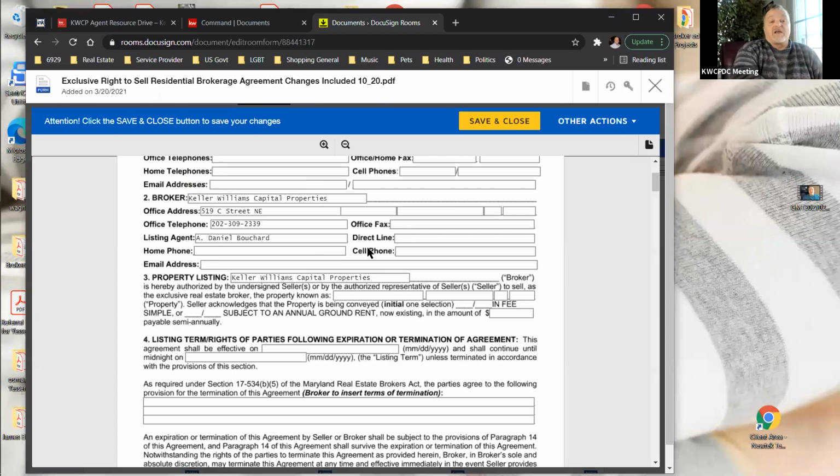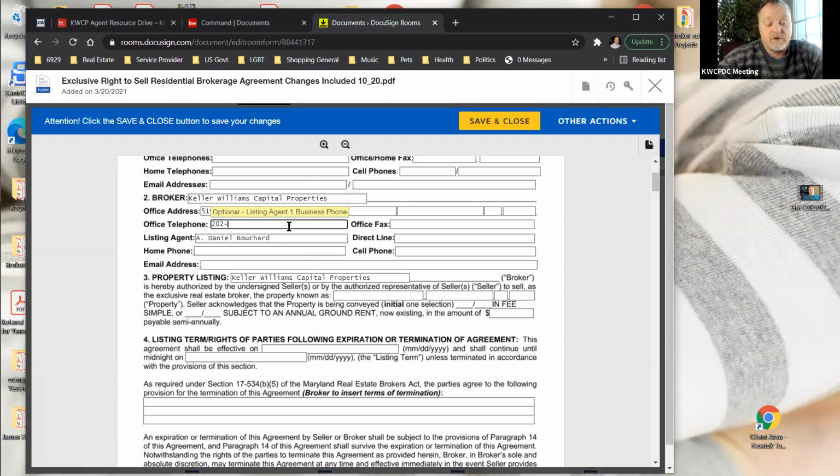All right. And we've got the brokerage address. Now, for me and for a lot of us on this call, it's 519 C Street. If you're from another market center, then you'll obviously put wherever your license is hung. And make sure that you, and this is not even correct here either.